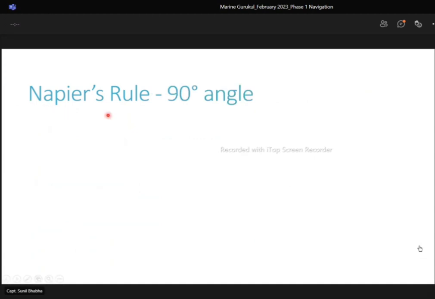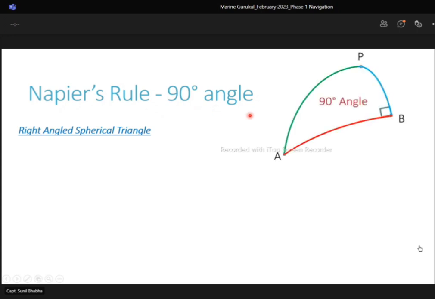Let's now see the application of the Napier's rule. First, we will see the application of Napier's rule in a spherical triangle having a right angle, or a 90 degree angle. Now we have the PAB triangle on the screen, and we can see that angle B of this triangle is a 90 degree angle. Now to apply the Napier's rule, we first make a circular diagram, and this circular diagram is known as a cartwheel.